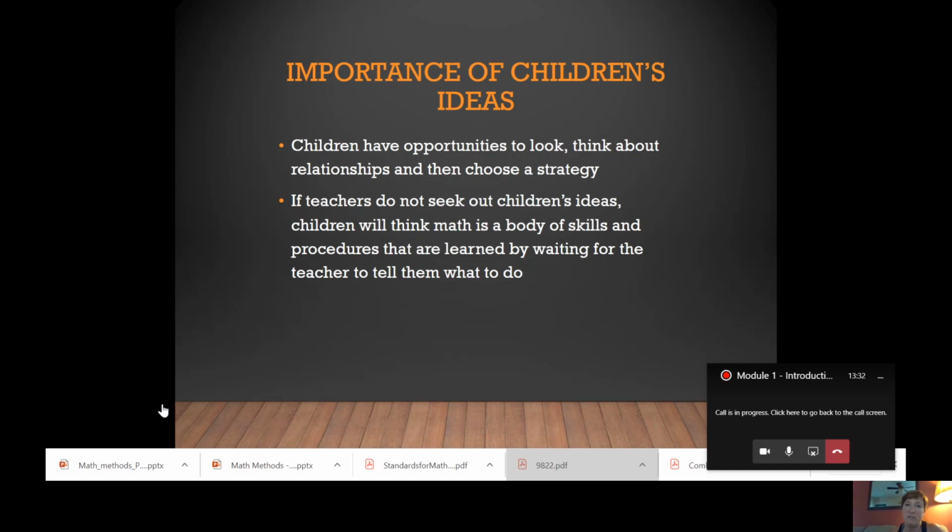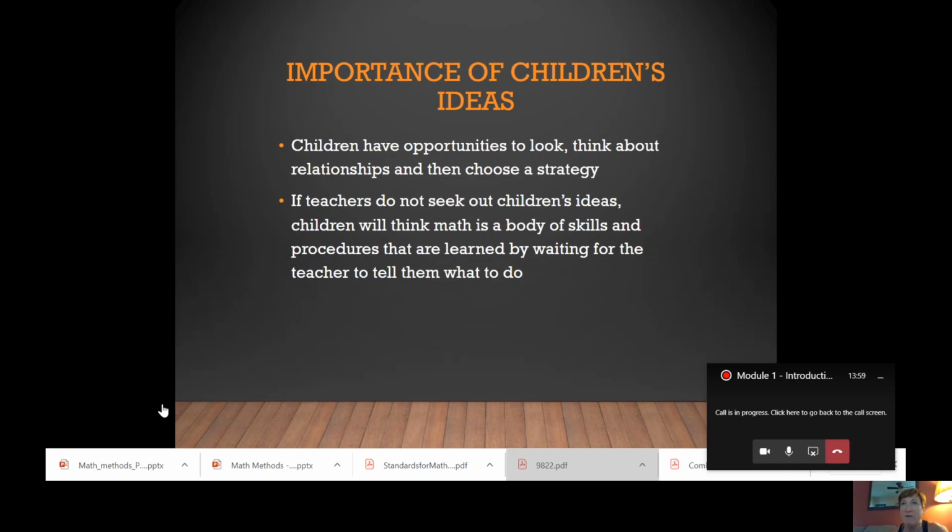So why are children's ideas important? Children have opportunities to look, think about relationships, and then choose a strategy. We want to give them that time. If we don't seek out children's ideas, children will think math is a body of skills and procedures that are learned by waiting for the teacher to tell them what to do. We don't want that. We want children to be critical thinkers and problem solvers.